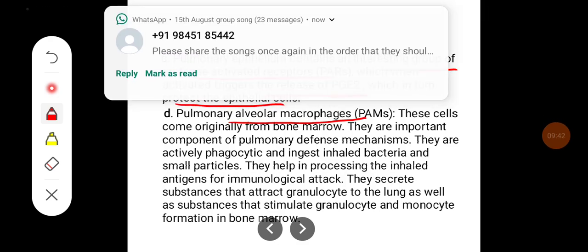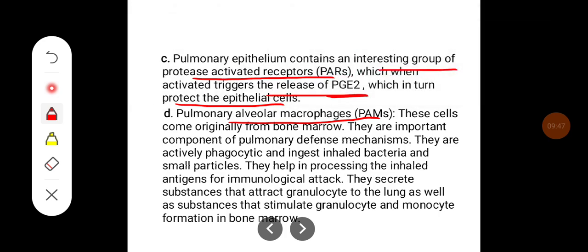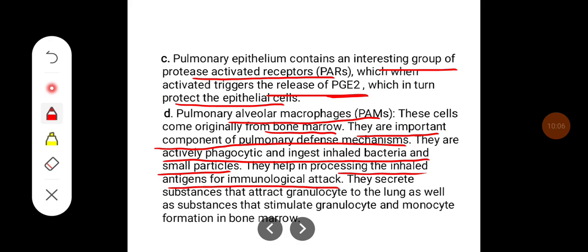Pulmonary alveolar macrophages, which are called PAMs, come originally from the bone marrow. They are an important component of the pulmonary defense mechanisms. They are actively phagocytic and ingest inhaled bacteria and small particles. They help in processing the inhaled antigens for immunological attack. They secrete substances that attract granulocytes to the lung as well as substances that stimulate granulocyte and monocyte formation in bone marrow.